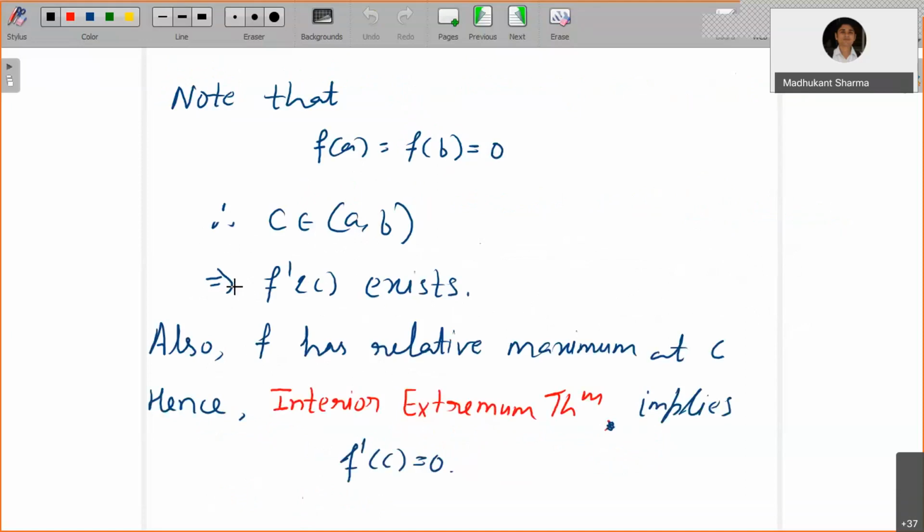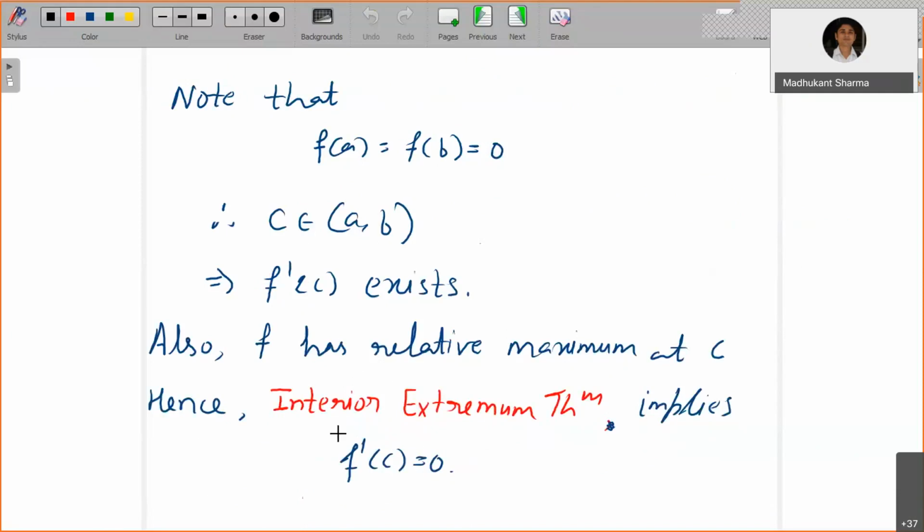Since f dash exists over the open interval AB, f dash of c exists. Also f has a relative maximum at c. Hence the interior extremum theorem implies f dash of c is 0. So this implies Rolle's theorem.